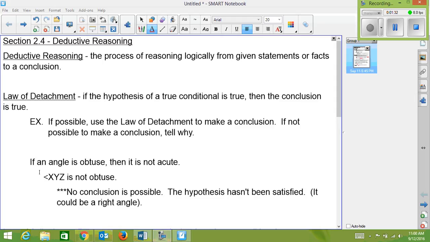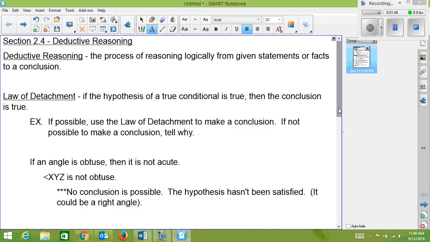What about right angles? That's what I have right here in parentheses. It could be a right angle because all this says is angle XYZ is not obtuse. That doesn't mean that it's absolutely acute. Okay, so that one, the conclusion is not possible to make based on the facts that are given. I would need more information about the angle. I would need to also know that it was not a right angle.